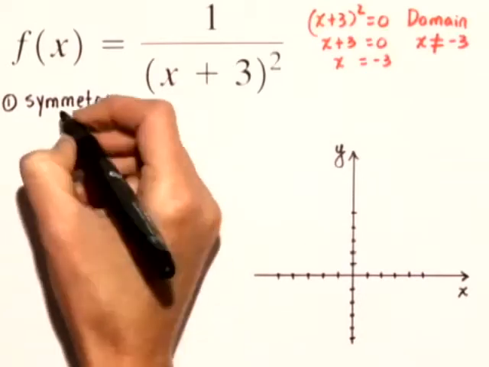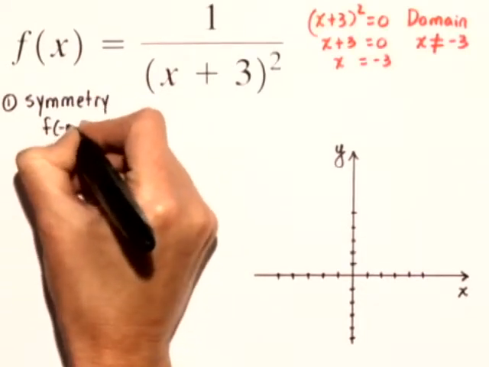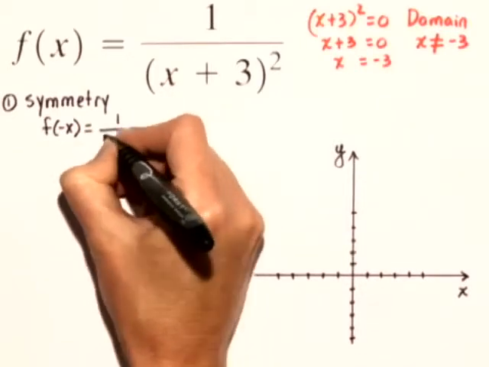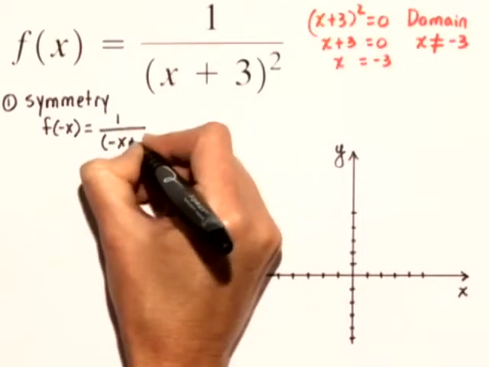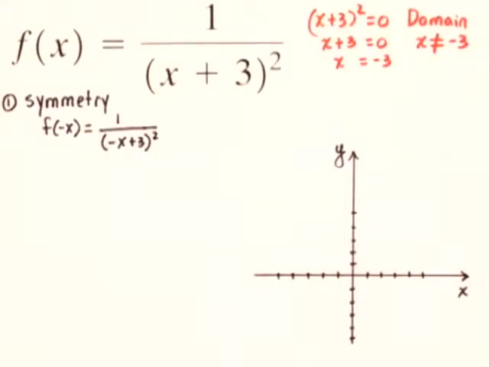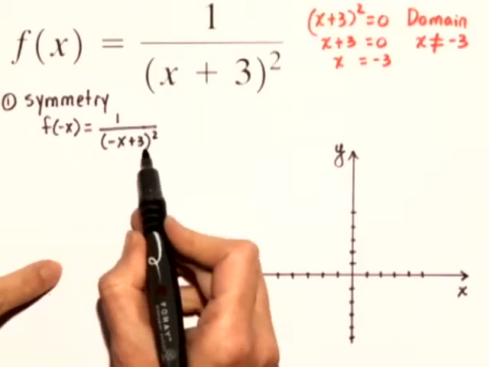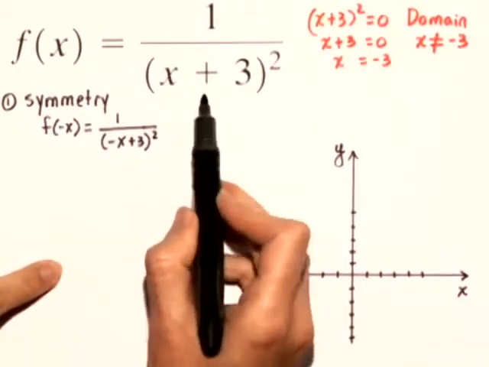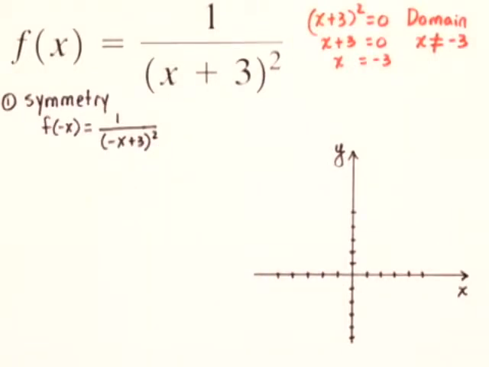We determine symmetry by looking at f of negative x. Let's look at it in this case. It's 1 over the quantity negative x plus 3 squared. Now there's three possibilities. The first possibility is that f of negative x is exactly f of x, our original function. If that were the case, this would be an even function and it would be symmetric to the y-axis. That's not the case here, because if we distribute this negative x plus 3, multiply it by negative x plus 3, in the denominator it's not the same thing as x plus 3 quantity squared.